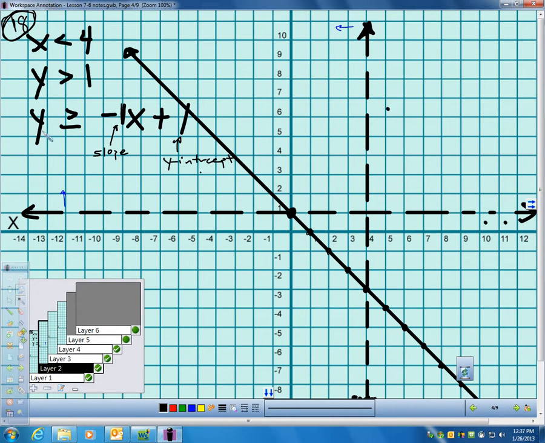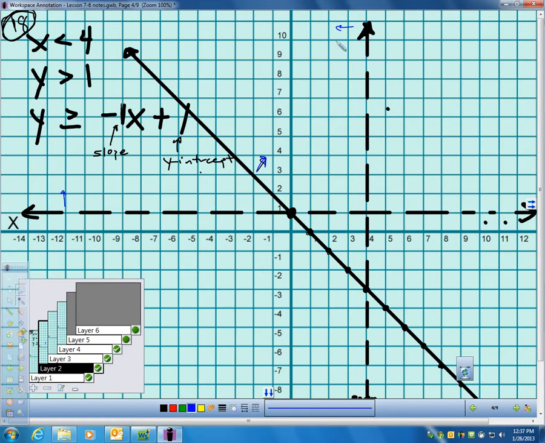If I plug in 0 and 0, I get 0 greater than or equal to 1. Well, 0 is not greater than or equal to 1, so (0, 0) is on the non-solution side, which means I should be shading above this line.